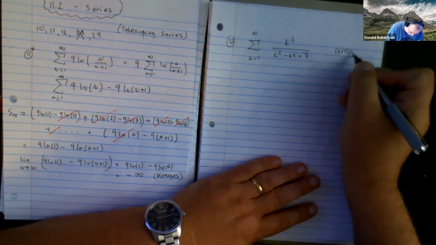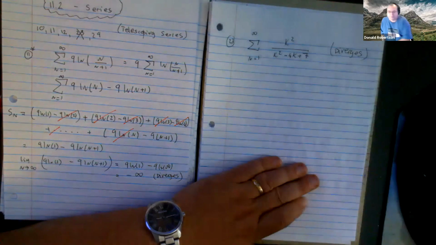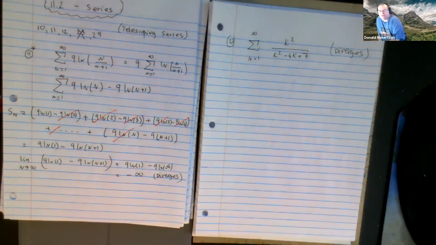I know that one diverges, but it is not a telescoping series. It doesn't even look like it, but trust me, it's not a telescoping series anyway. What test would I be able to use to prove that that one diverges?